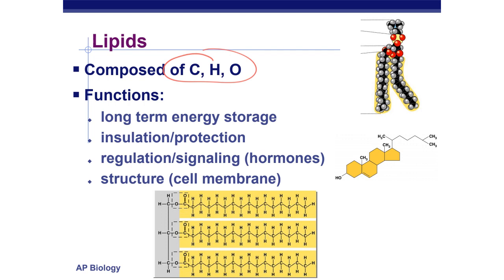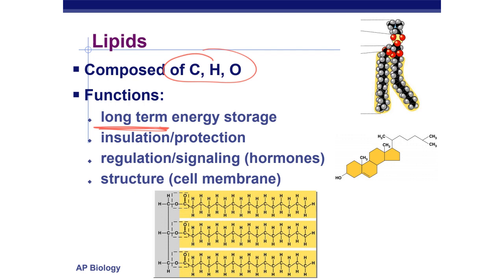So our functions of lipids, I'm going to have long-term energy storage. Remember, carbohydrates did short-term. So I'm about to run a race. I don't want to eat fat a minute before the race. I want to eat some glucose or sugar a minute before the race. But if I'm going to run a marathon a day or two from now, I might want to make sure I have a little bit of fat for some long-term energy storage.